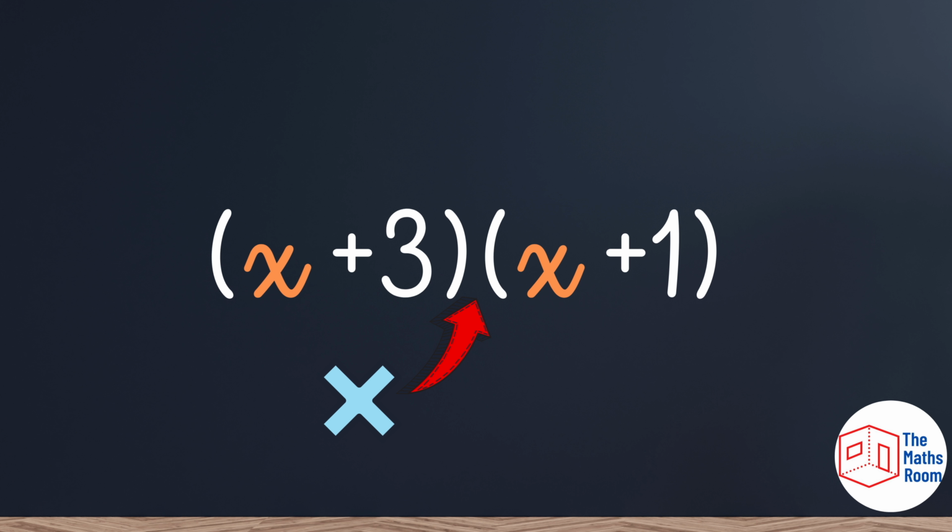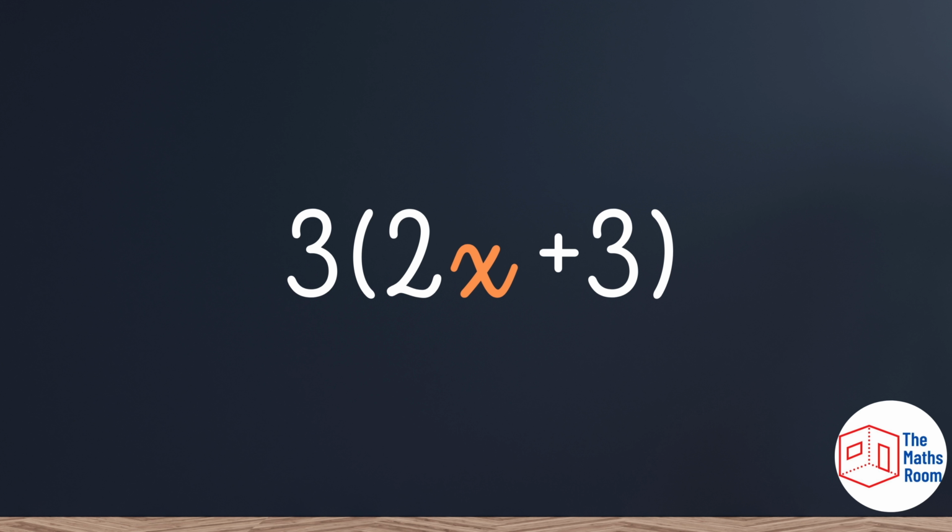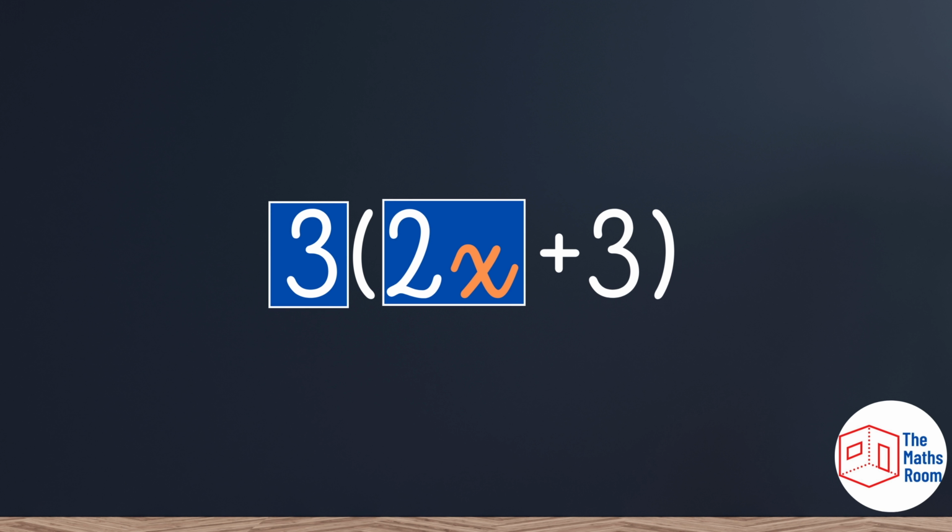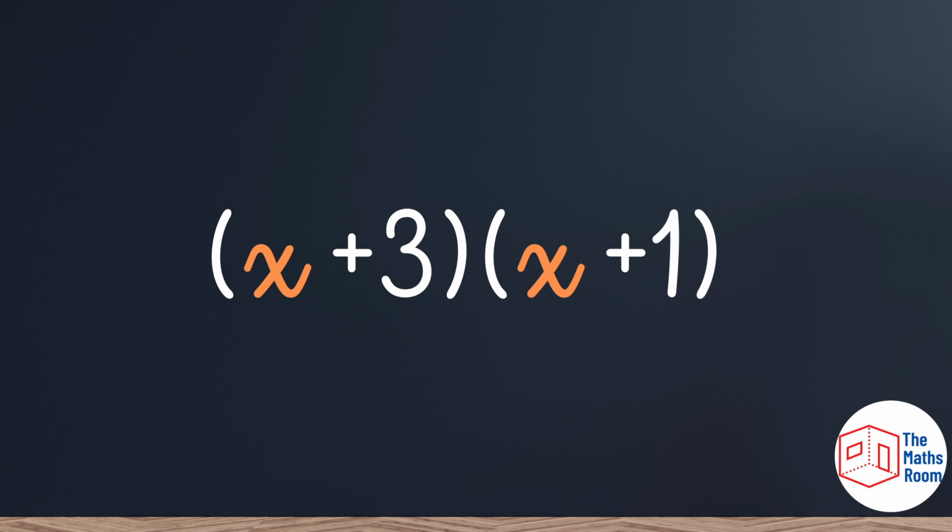This process is actually very similar to expanding single brackets, and if you want a little bit more detail on this, there is another video that I'll link down below. But a short recap, we'll take that 3 and we'll multiply it by the 2x and the 3 to get an answer. Just like that with double brackets, we're going to multiply the x by both terms in the second bracket, and then the 3 by both terms.